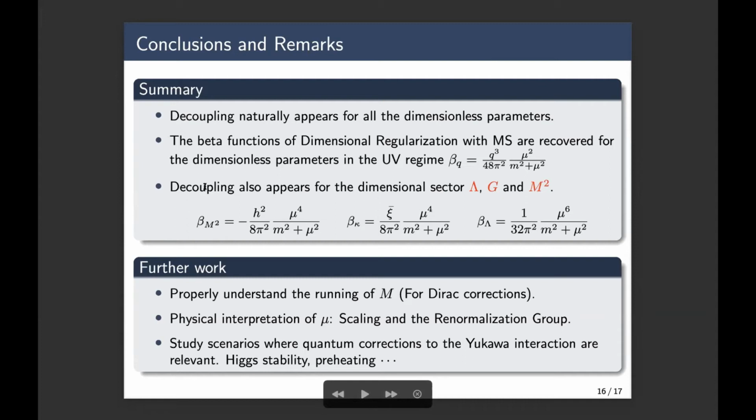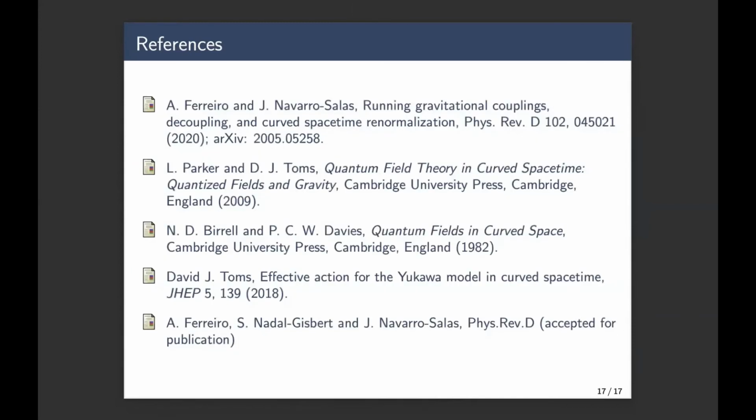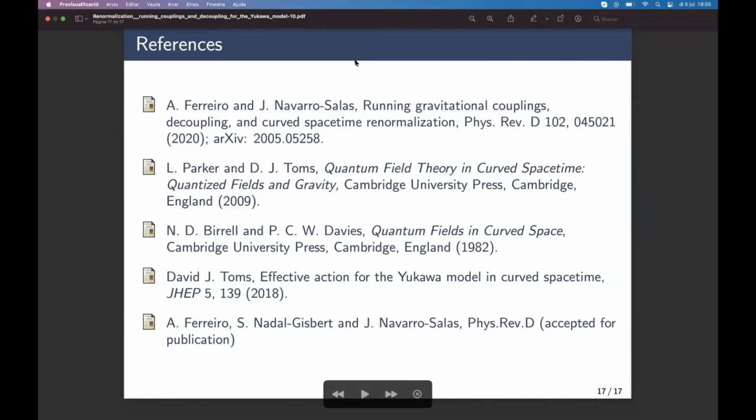In further work, we would like to properly understand why the Dirac correction does not give full decoupling for the mass of the scalar field, and analyze situations where this work on the running of the parameters would be interesting. For example, the Higgs stability, preheating, and so on. And this is all I wanted to say. And if you have questions, please go on.